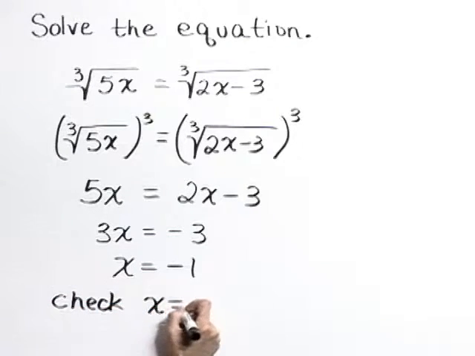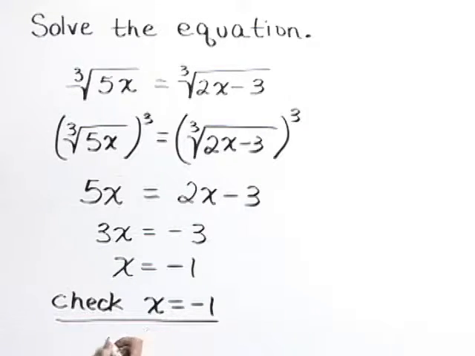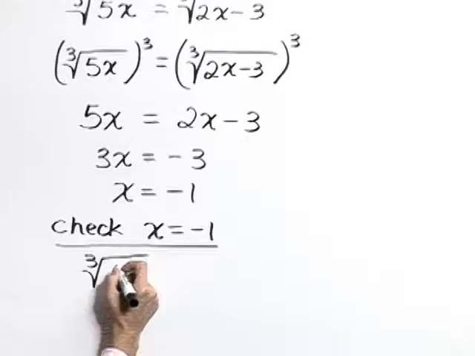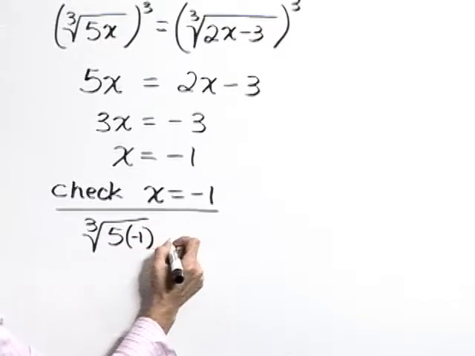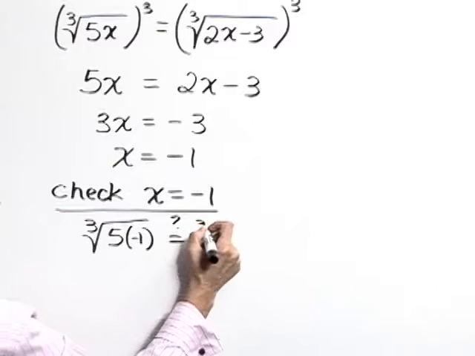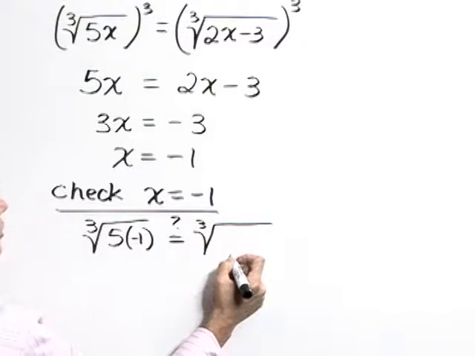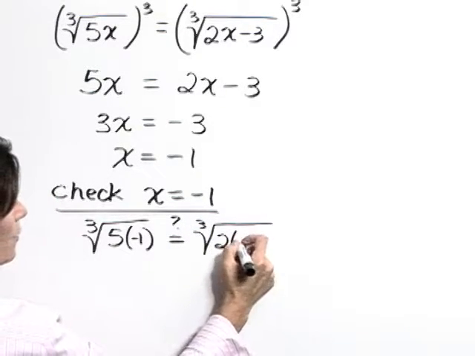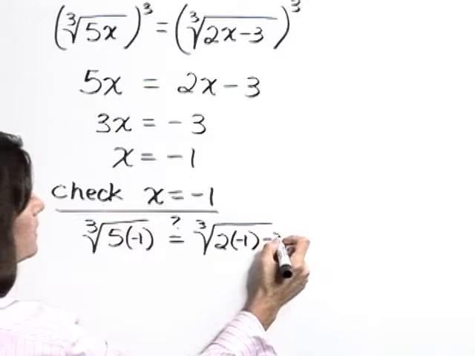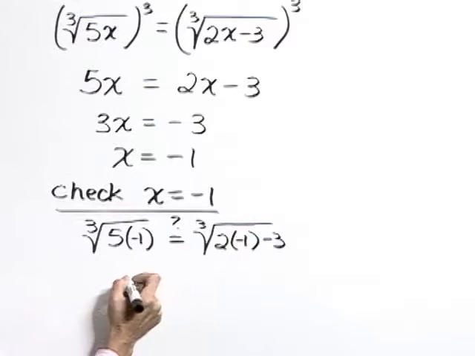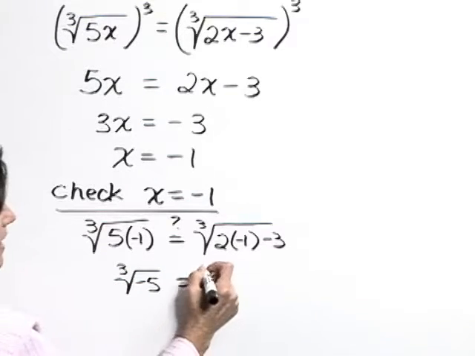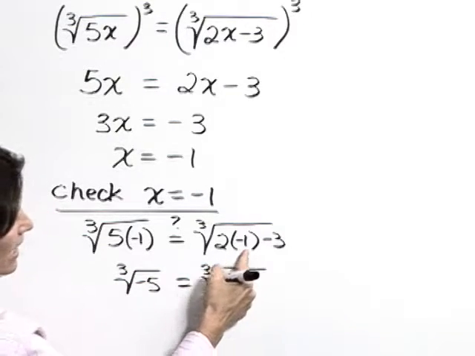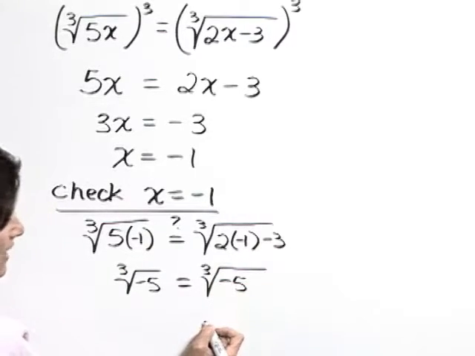Let's check x equal negative 1 in that original equation. So is the cube root of 5 times x, in other words, 5 times negative 1, equal to the cube root of 2 times x, or 2 times negative 1, minus 3? On the left, we get a cube root of negative 5. On the right, that's a cube root of negative 2 minus 3, or negative 5 also.